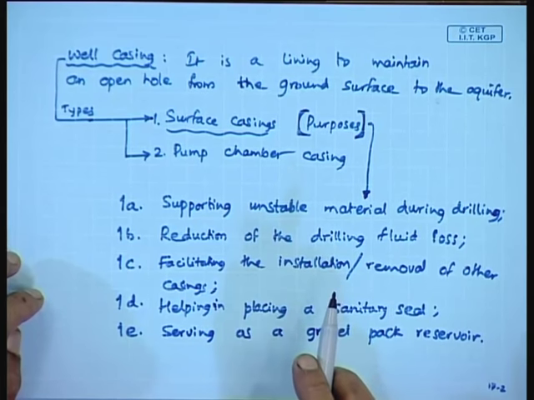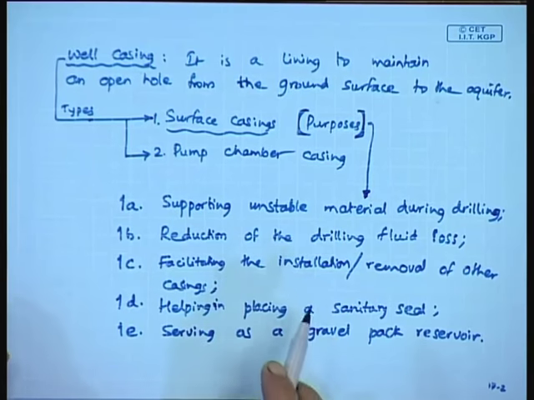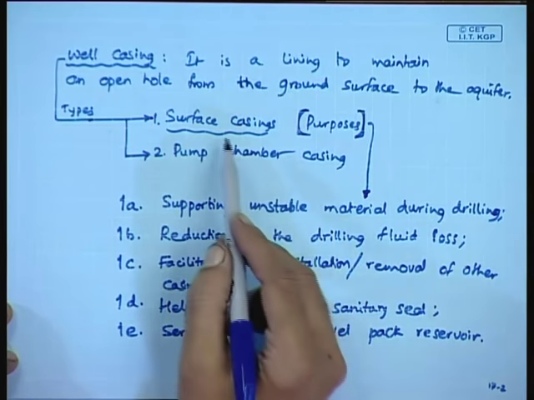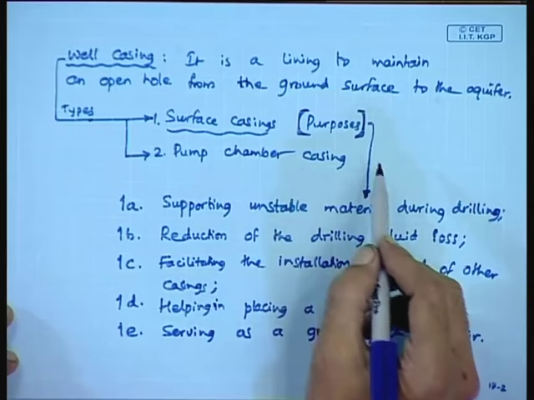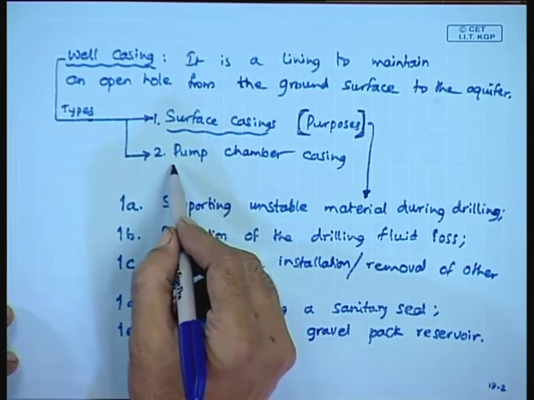Next comes the pump chamber casing. Here it consists of all casings above the screen in wells of uniform diameter. Whereas this surface casing is at the surface level, the pump chamber casing is below it.